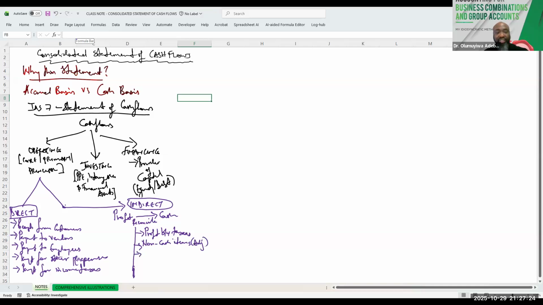Similarly, there are some items that maybe have cash implication or are cash-based, and equally they affected the profit, but they do not qualify as operating activity. Therefore, non-operating activity cash items are equally adjusted for.